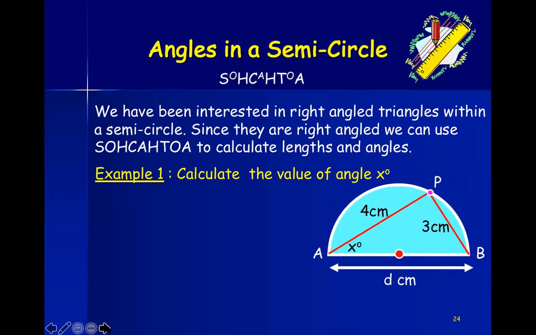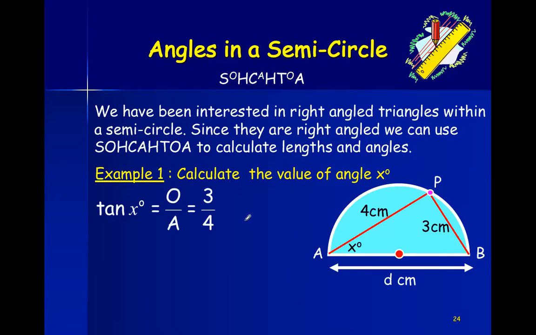So let's say we've got this again, a right angled triangle within a semicircle, and we've been asked to calculate the value of x. So you just write what you have.